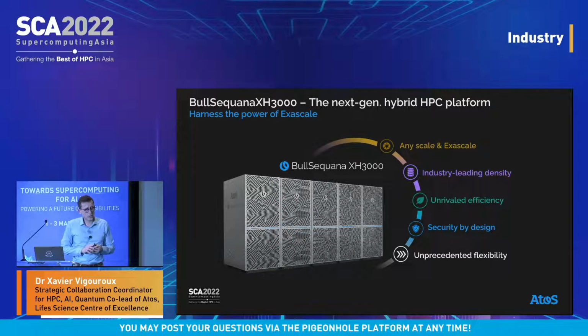Again, the same view with the XH3000 with the exascale. The density, obviously, compared to the previous version, we are 6 times more dense. So if you look at those 5 racks that we have here, the 6 racks like this would fit in one today.